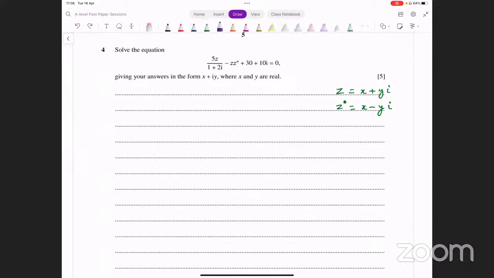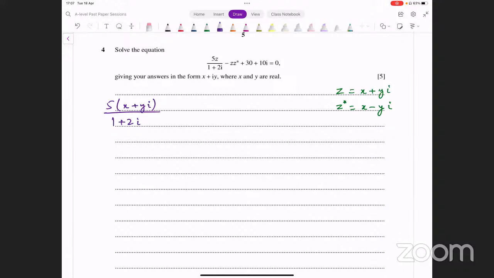Okay, so let's do that. And this would become 5 into x plus y iota in the numerator. In the denominator, you have 1 plus 2 iota. You have minus z into z conjugate. अब देखें, इस फ्रैक्शन को आपने खत्म करना होगा, तो आपको लेफ्ट साइड पे कॉन्जुगेट से मल्टीप्लाई डिवाइड करना है. इस फ्रैक्शन को कॉन्जुगेट से मल्टीप्लाई डिवाइड करना है.